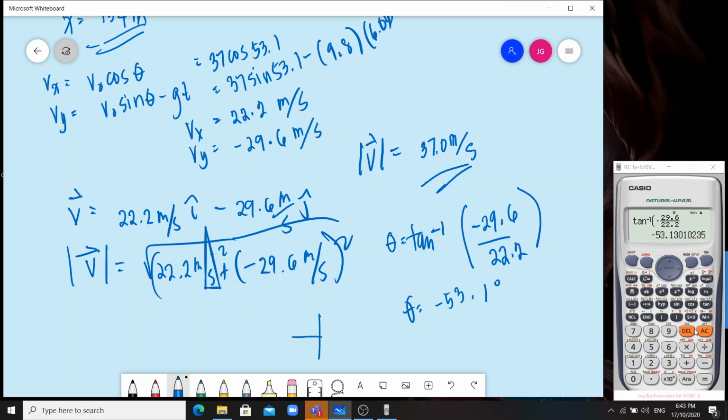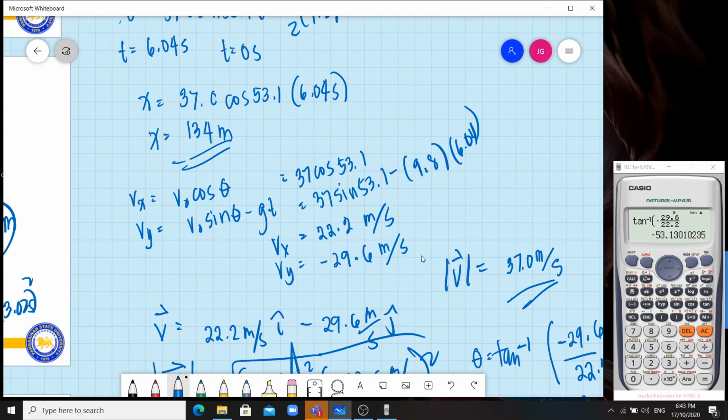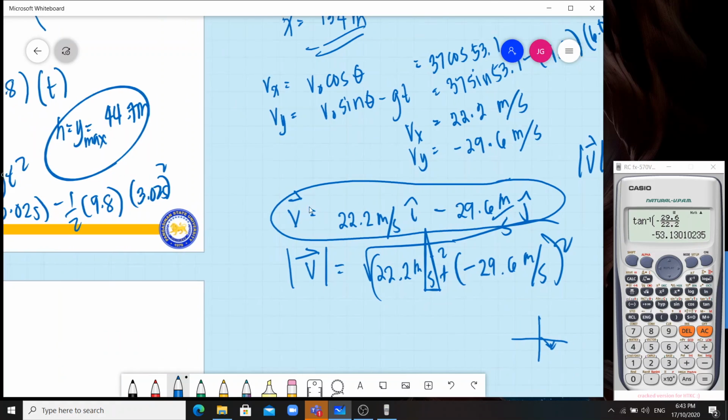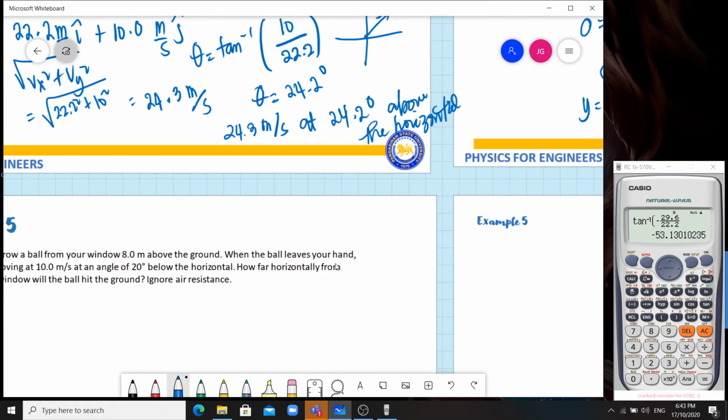So, kung ipa-plot natin, positive x, negative y. So, ganyan siya. Ayan. Pababa naman. Okay? So, ayan, ganyan, that's how you solve. Pwede na tong final. Okay. Final answer, okay? So, next, let's solve example number 5.